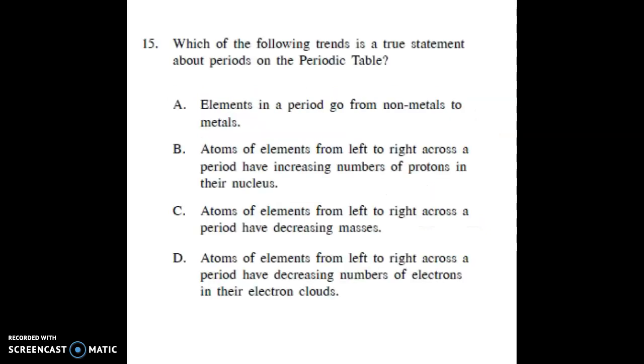Question 15. Which of the following trends is a true statement about periods on the periodic table? A. Elements in a period go from nonmetals to metals. B. Atoms of elements from left to right across a period have increasing numbers of protons in their nucleus. C. Atoms of elements from left to right across a period have decreasing masses. Or D. Atoms of elements from left to right across a period have decreasing numbers of electrons in their electron clouds.